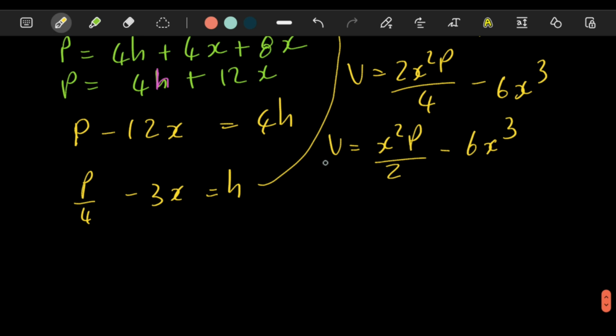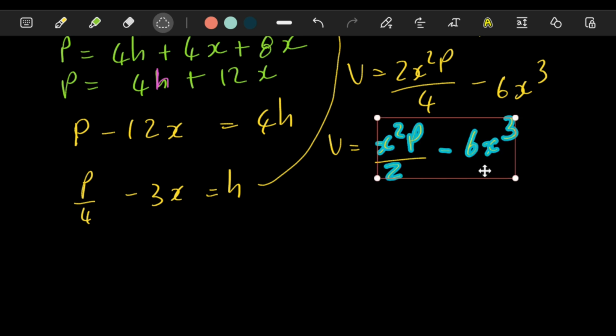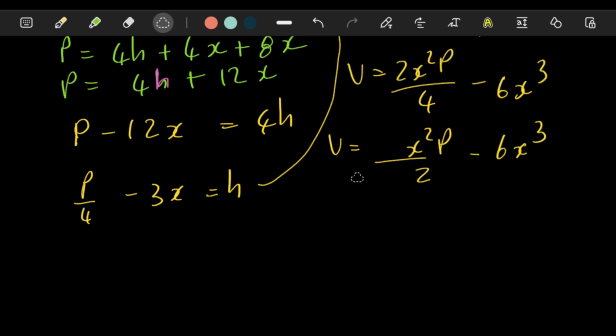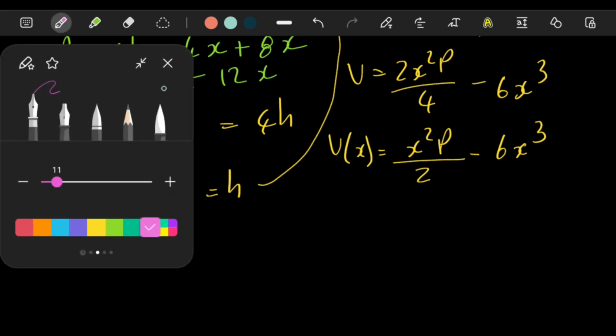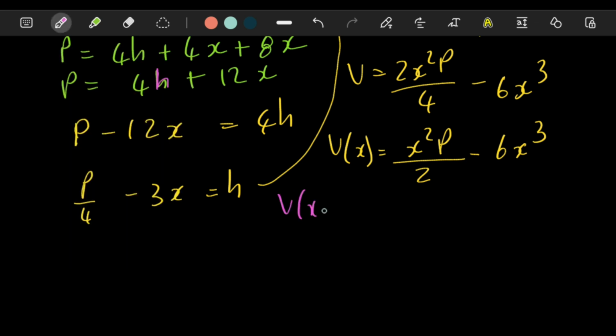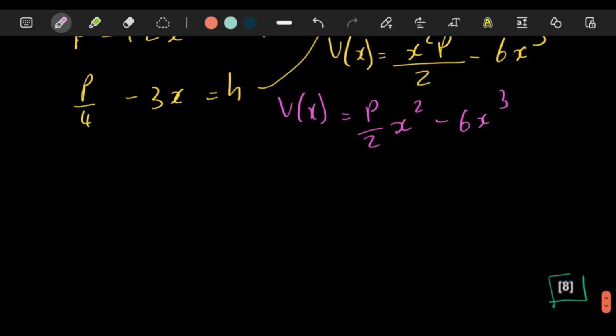So let's see here. If we differentiate and make x the subject of the formula, let's differentiate in terms of x. First let's simplify so that we can clearly put this in such a way that we can differentiate using the power rule. So here it's going to be p over 2, this is the coefficient, then you have x squared minus 6x cubed. You see, we haven't differentiated yet. We have just been simplifying.